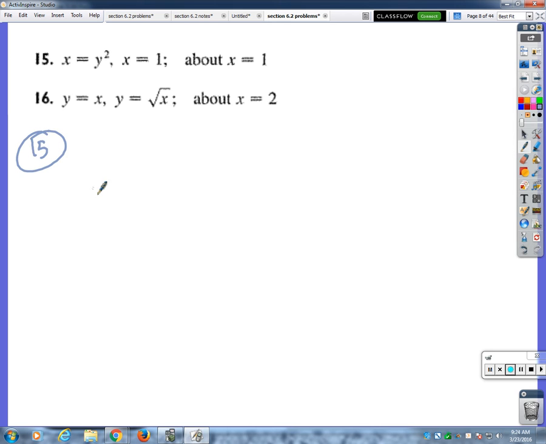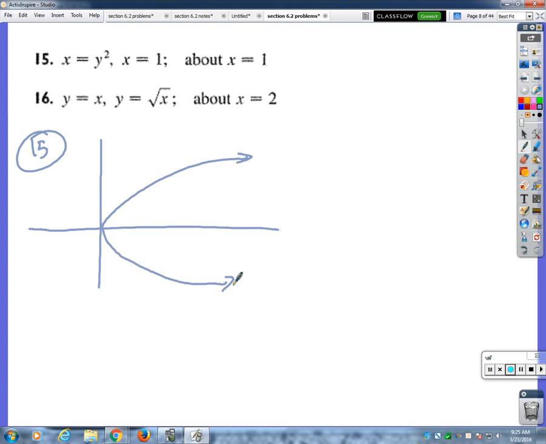Okay, 15. X equals y squared. So we're sideways to start with. Then x equals 1. So that's right here-ish. And we're going to rotate that around x equals 1. So I'm taking this stuff right here and spinning it around this way. Okay? So since we're spinning sideways, that means we're going to go with the x equals, not the y equals.